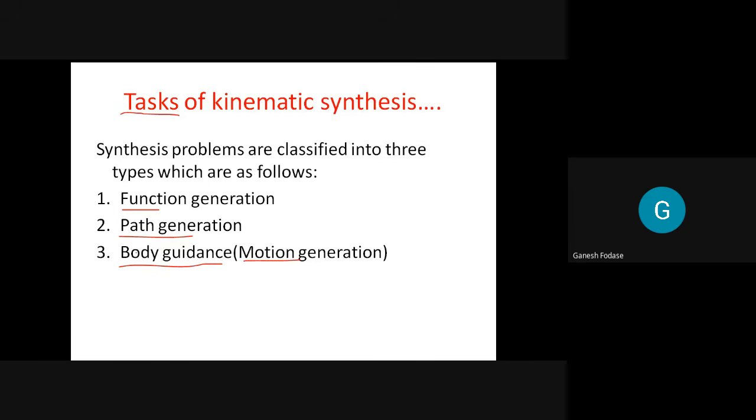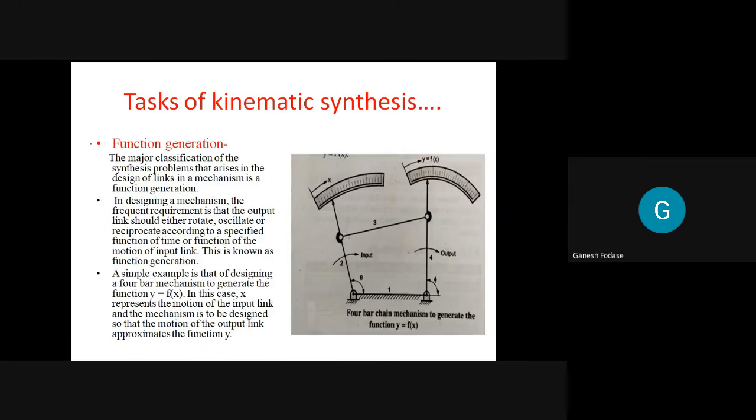The first one is function generation. What do you mean by function generation? Let's consider a 4-bar mechanism. In this 4-bar mechanism, there are 4 links, 1, 2, 3, 4. The second link is the input link, the 4th link is the output link, link 1 is fixed, and link number 3 is a coupler. If we need a motion in such a way that the output motion is a function of the input motion, meaning the output will rotate, oscillate, or reciprocate according to a function of time or a function of the input link, then this problem is a function generation problem.